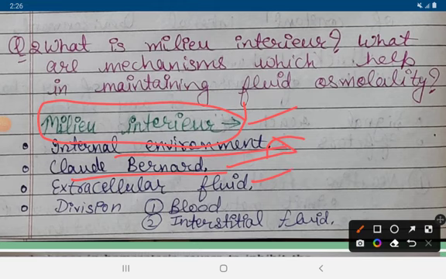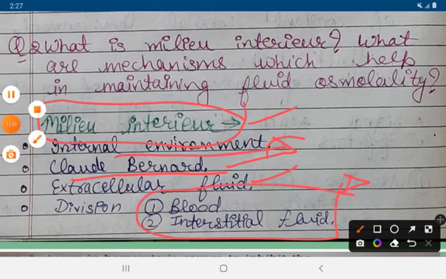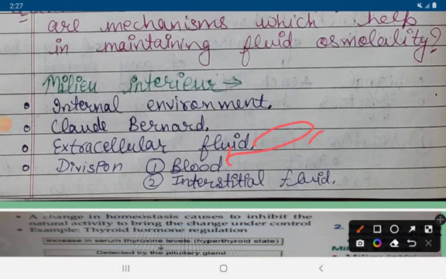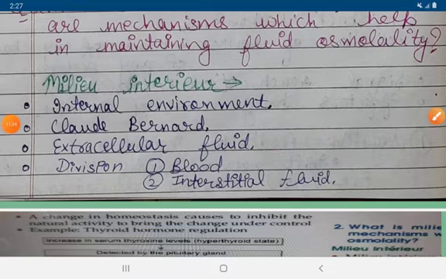It is extracellular fluid which houses various types of cells and contains many nutrients, ions, and various other structures required for sustenance of cells. It is further divided into blood and interstitial fluid. The milieu interior, the extracellular fluid, is divided into blood and interstitial fluid.